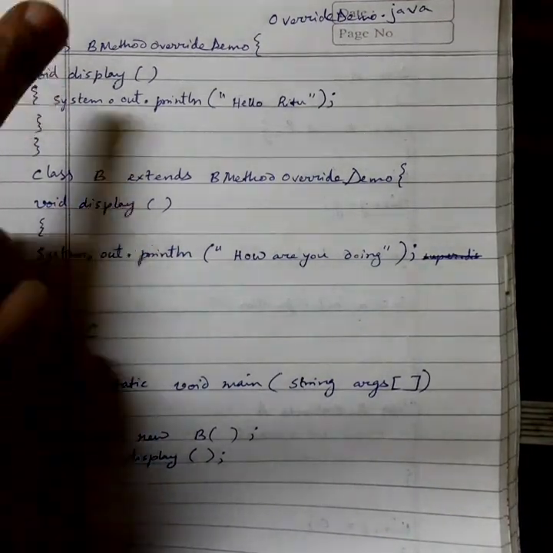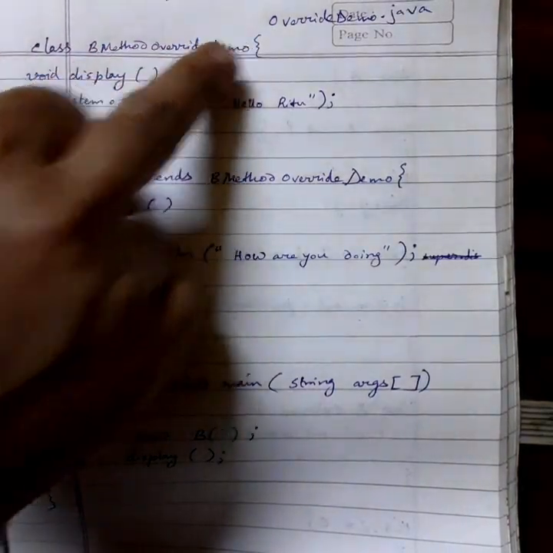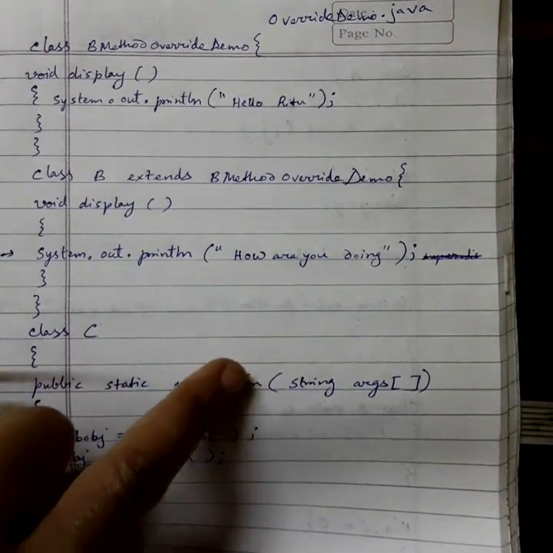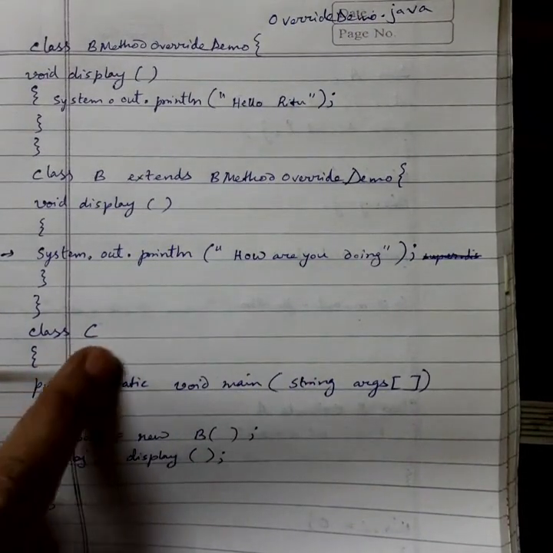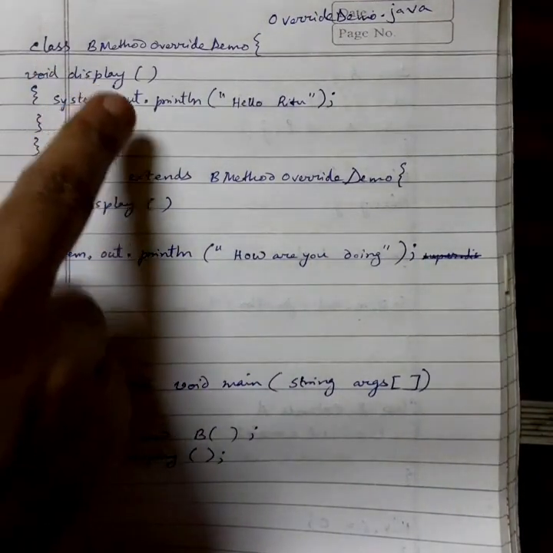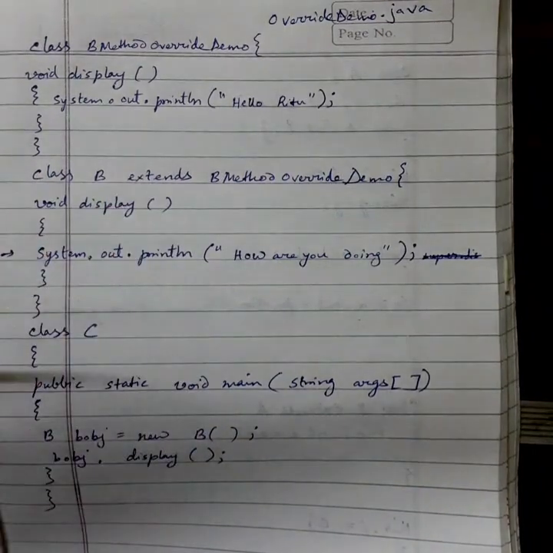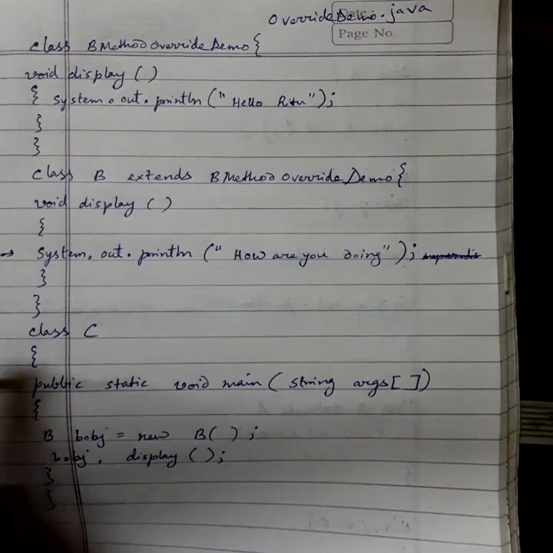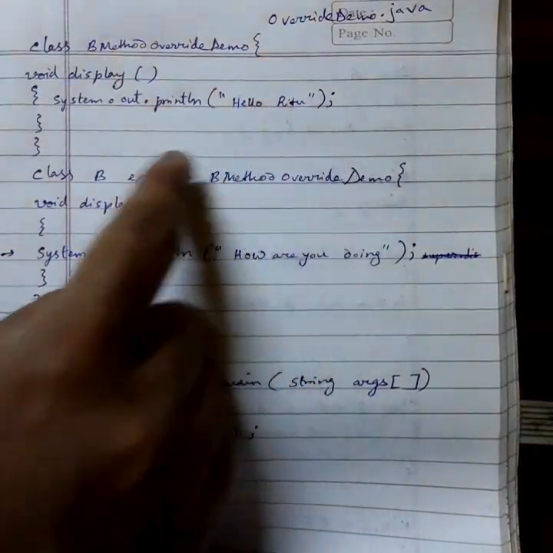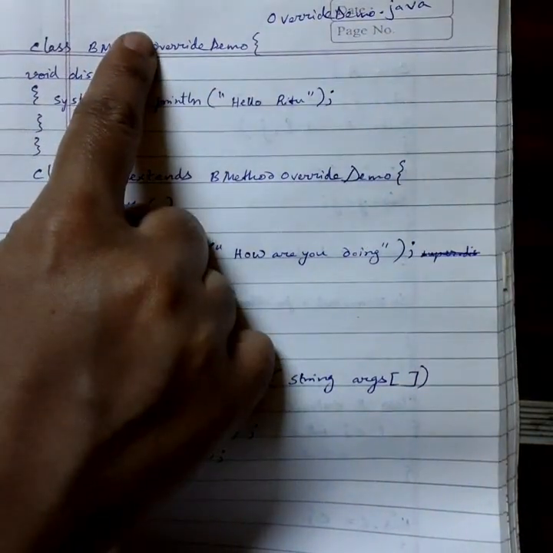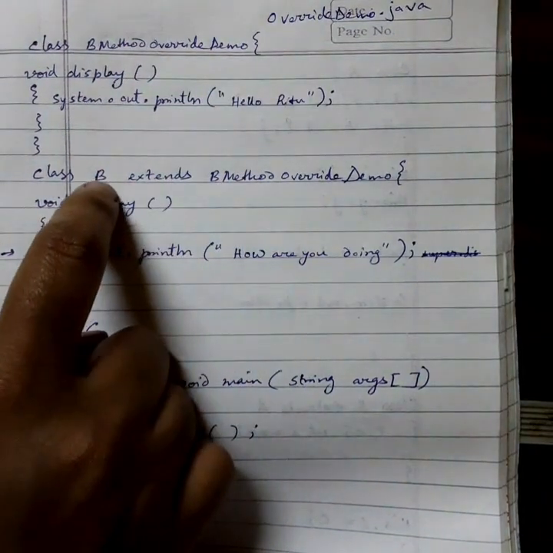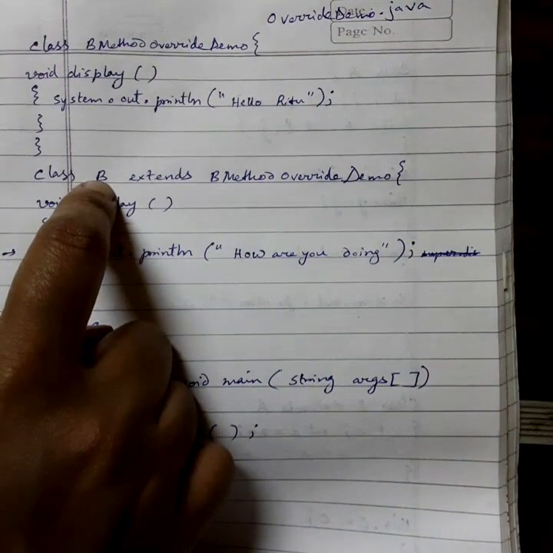There are three classes, class BMethodOverrideDemo, class B, and class C. C is where the main method is. So execution starts from here and control is passed to here, then control is passed to here, like that. In the class B, class B extends BMethodOverrideDemo. So this becomes the base class, the parent class, and this B becomes the subclass, the child class.